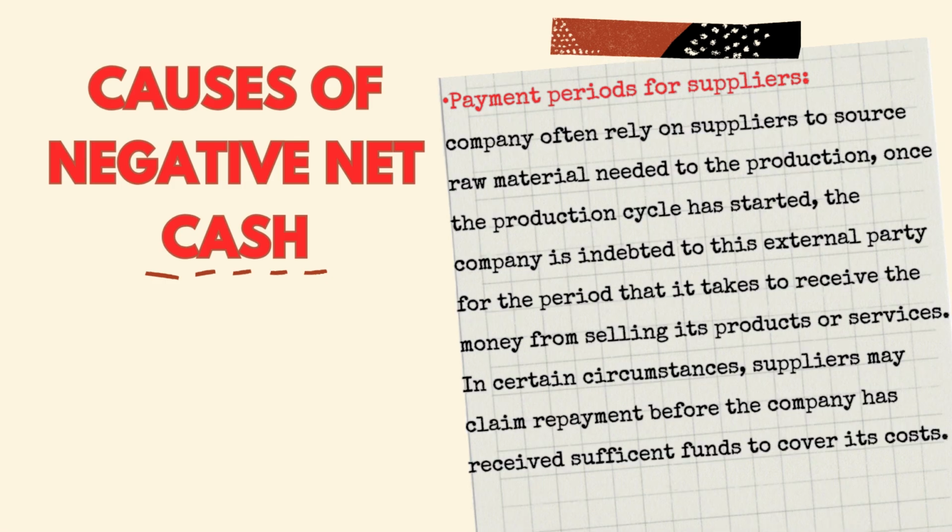Another cause here is the payment period for suppliers. The company often relies on suppliers to source or to finance the raw materials needed for the production once the production cycle has started. The company is indebted to this external party for the period that it takes to receive the money from selling its products or services. In certain circumstances, suppliers may claim a payment before the company has received sufficient funds to cover its costs.